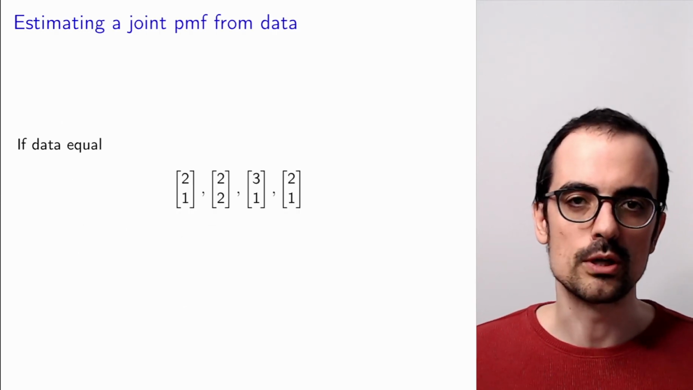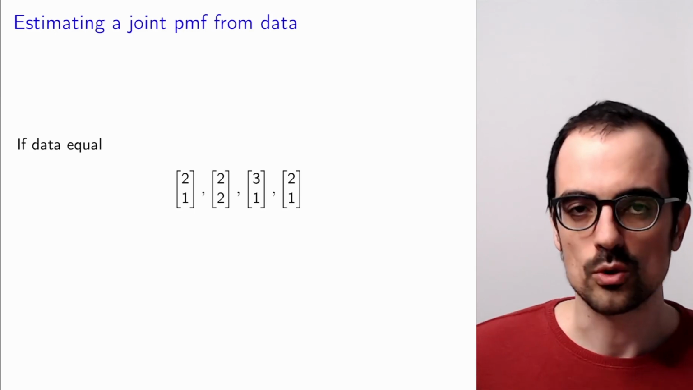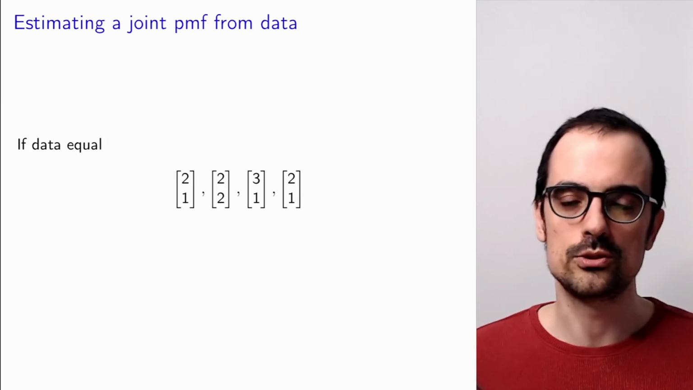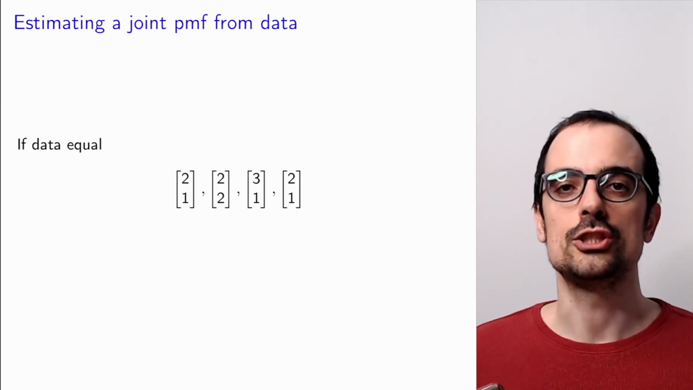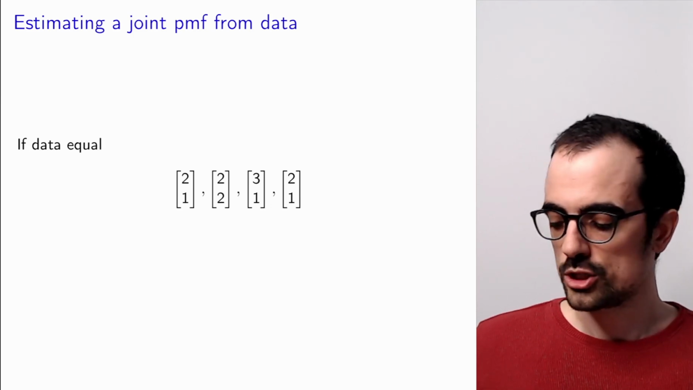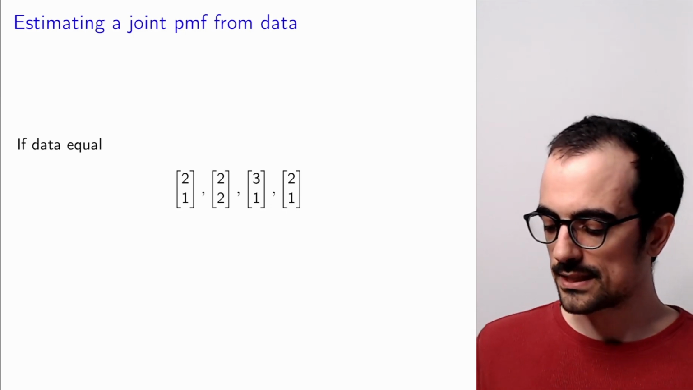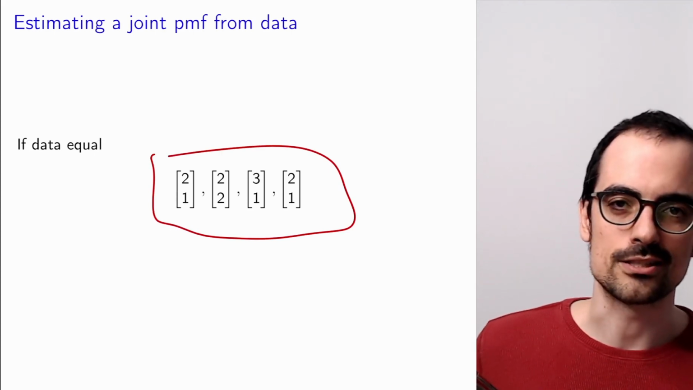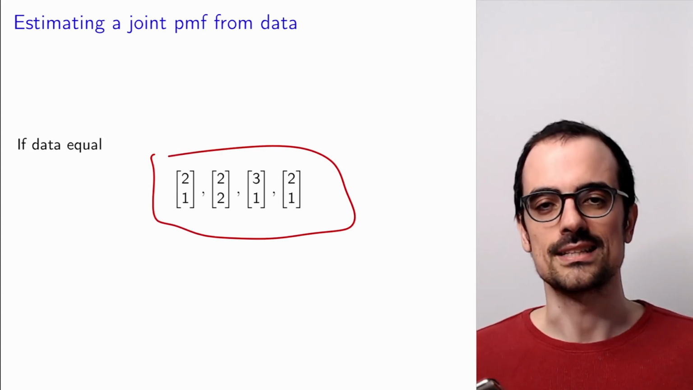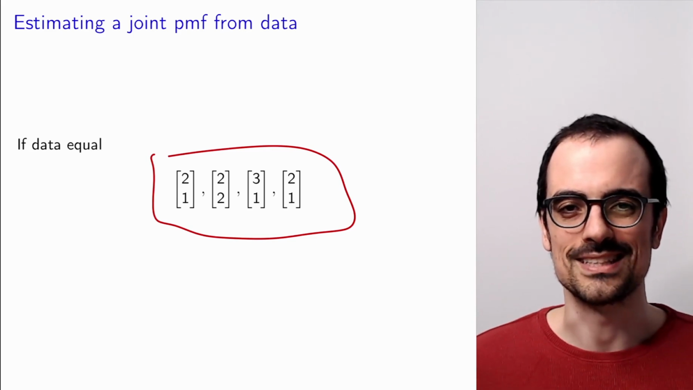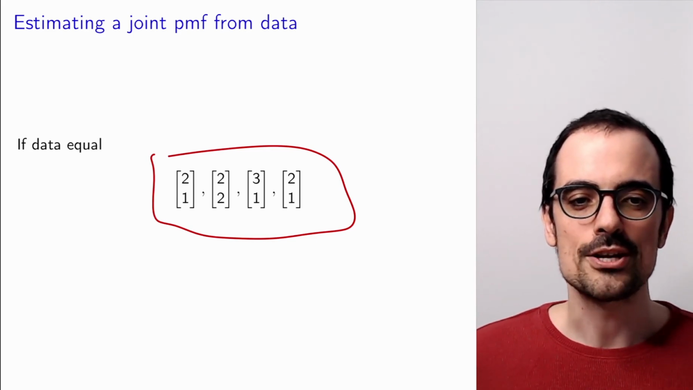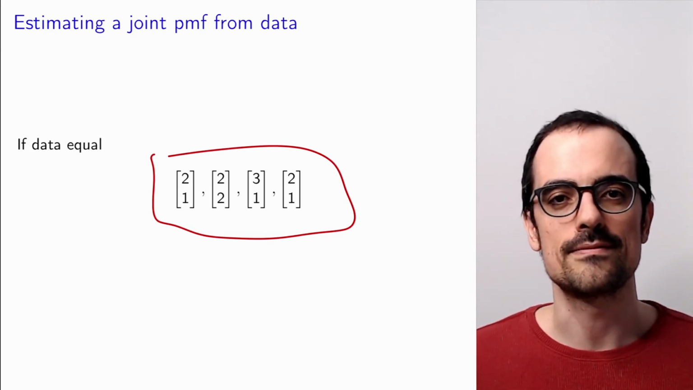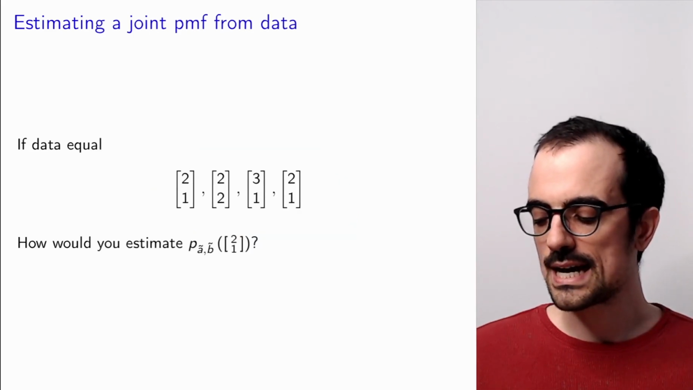So we have gotten to the point where we realized that in order to manipulate uncertain quantities, all we need to do is estimate a joint PMF from data. So imagine that you have a data set like this, where the first entry corresponds to one of the uncertain quantities you're interested in, and the second entry corresponds to another uncertain quantity you're interested in. How are you going to estimate the joint PMF, for example, at (2, 1)?